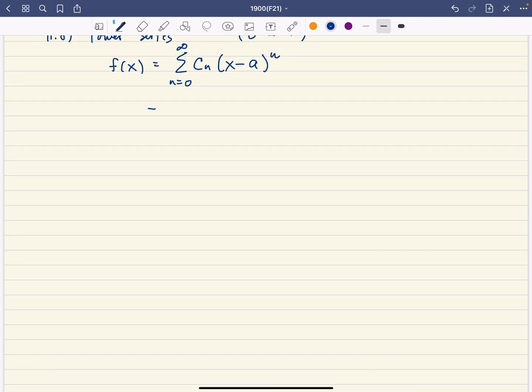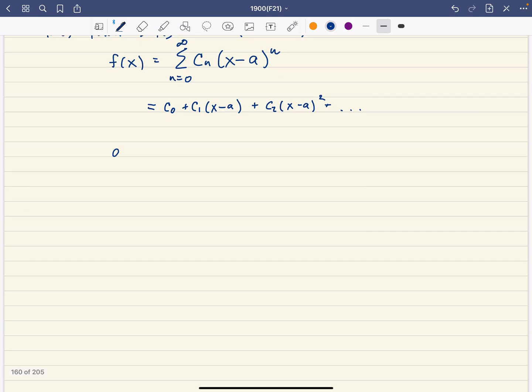Now, this function f, if you write out the first few terms, you have c0 times (x - a)^0, which is 1, plus c1 times (x - a) to the first, plus c2 times (x - a) squared, plus c3 times (x - a) cubed, and so on. Here a is just some real number. It could be 5 or pi or negative 2. It's called the center of the power series. So a is called the center of the power series.